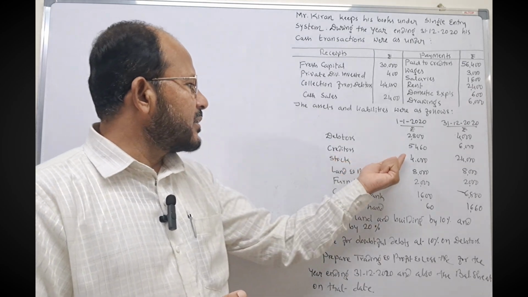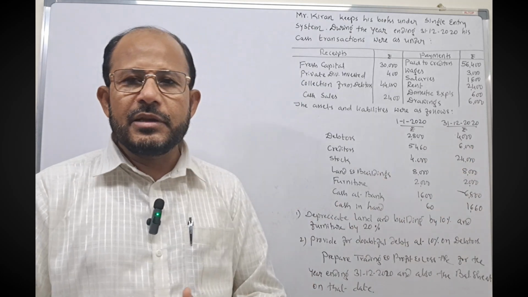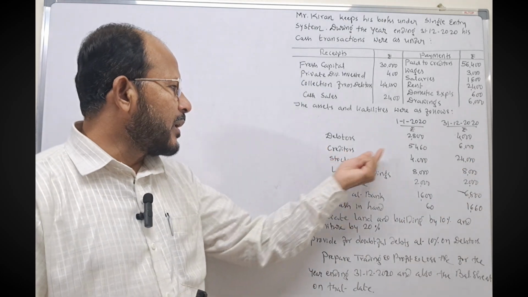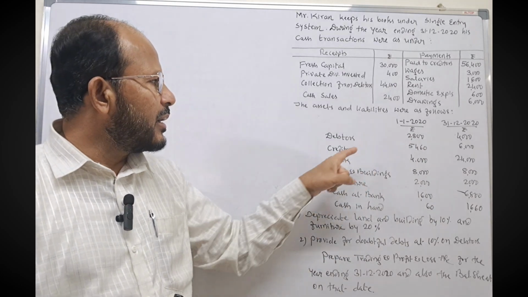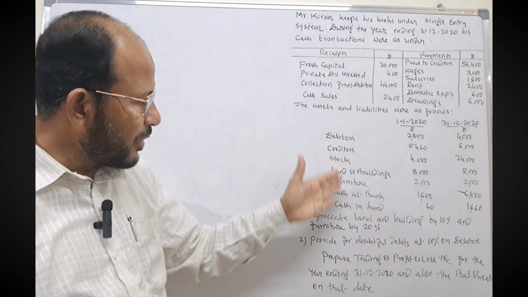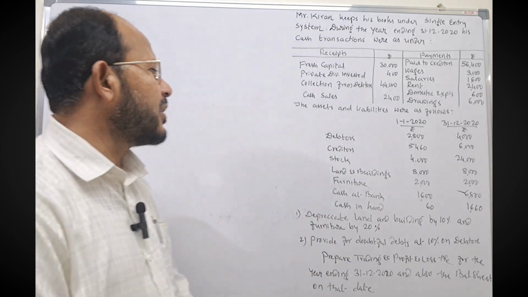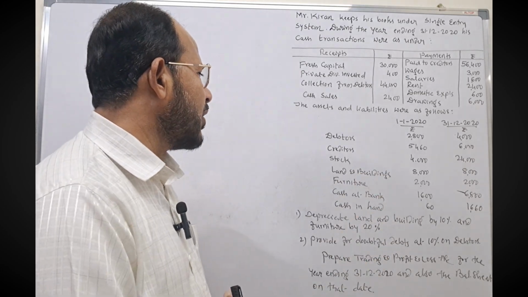Next one is creditors. 5,460 is the opening balance and 6,000 is the closing balance. Here also we have opening and closing balances of creditors given. Which is the missing figure here? Credit purchases are not given in the problem. Just to check it, credit purchases are not given. That is why we have to find out credit purchases by preparing the creditors account.